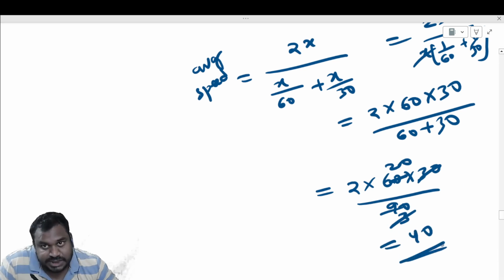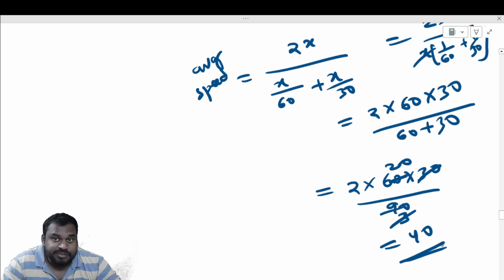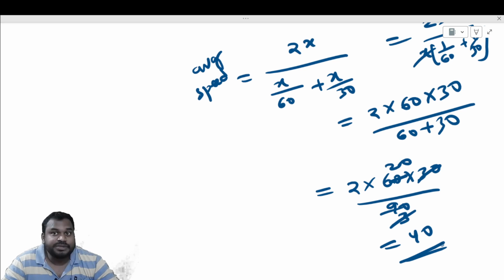For your understanding, I explained. But remember, there is a shortcut, and this is a very common question in all the competitive exams, not only in CG. You will get this type of question, the same model, in many exams in railways, SSC, CHSL, CGL, and even in SI exams.